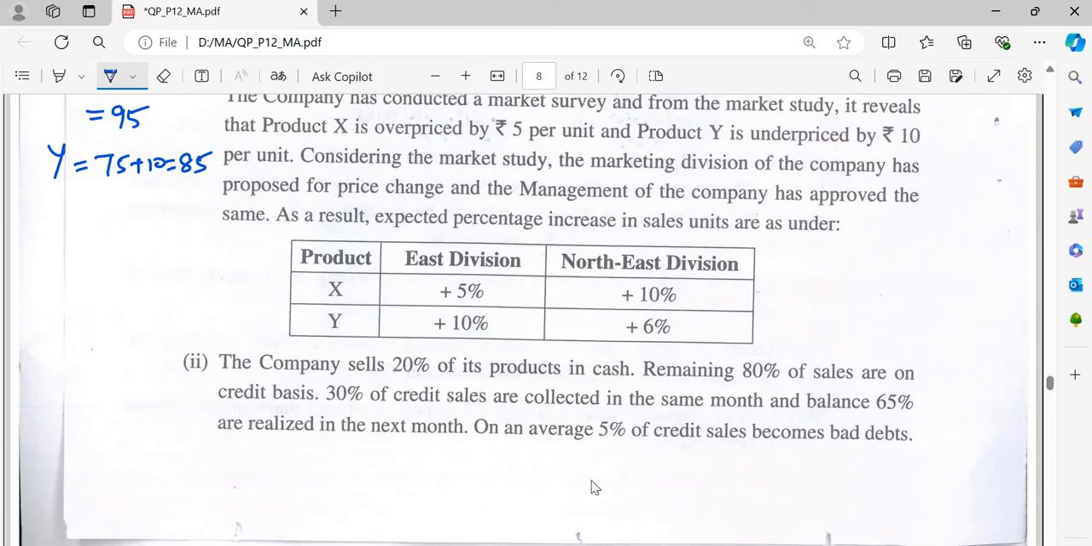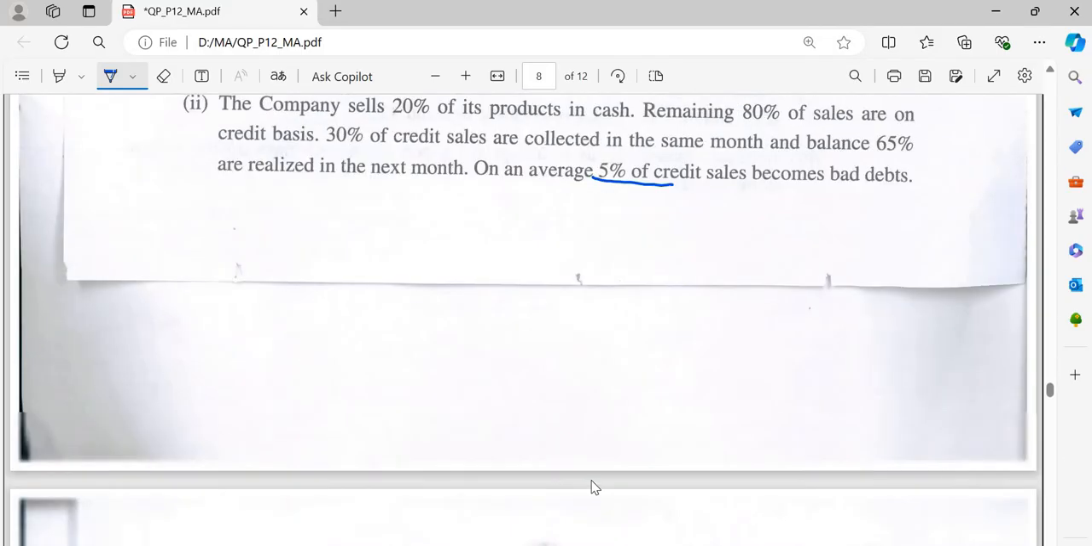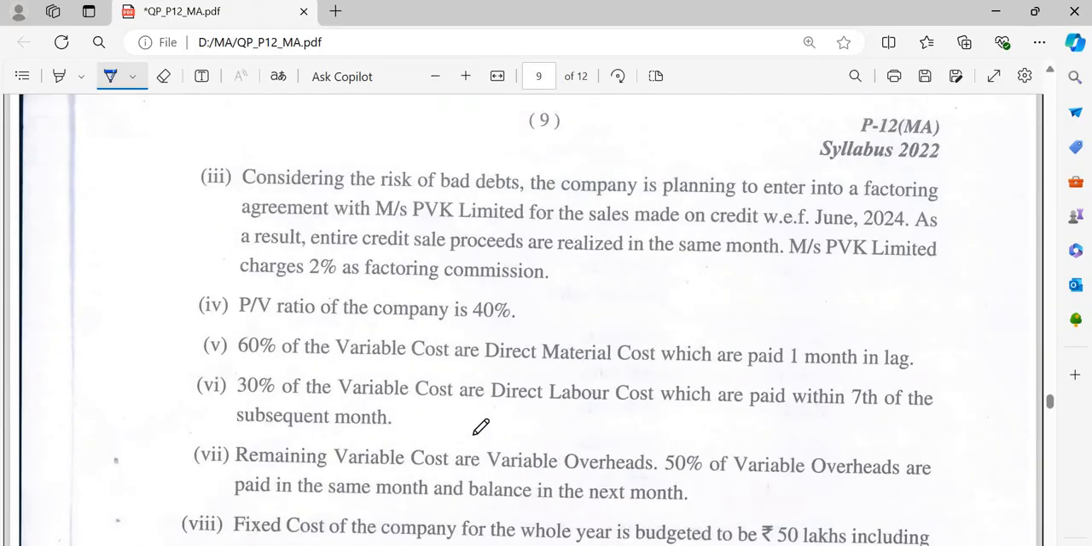So 30% of credit sales are collected in the same month, and the balance 65% is realized in the next month. So on an average, 5% of credit sales become bad debts. That means this 5% we are not getting in cash. So in cash budget, it won't reflect anywhere. So many people will put bad debts in expenditure. Bad debts, we are not receiving any income. That is called bad debt. So we are not showing that income. We should not show it in expenses. Remember that.